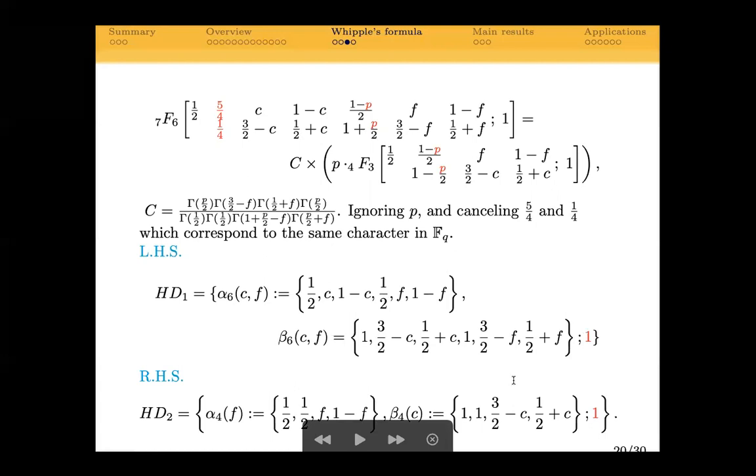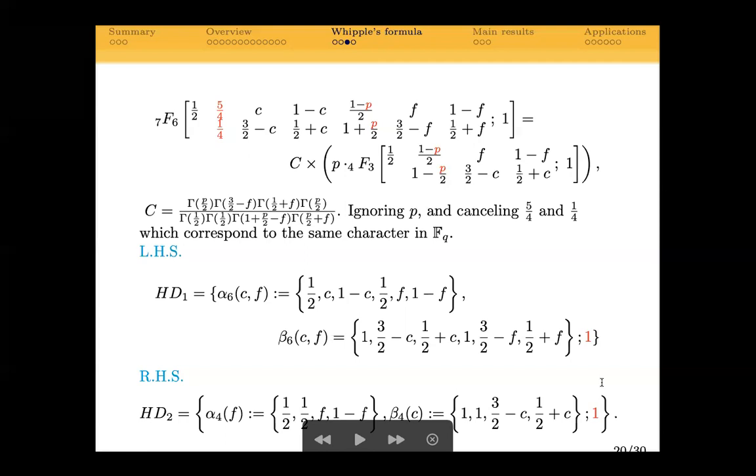And now I get to the right-hand side. The right-hand side, so far I only use self-dual. It brings down to something which is also self-dual. So on the right-hand side, it's 1/2, 1/2, F, 1 minus F, which is good. And then the beta says 1, 1, more or less 1/2 minus C and 1/2 plus C, which is also defined over Q with argument 1.